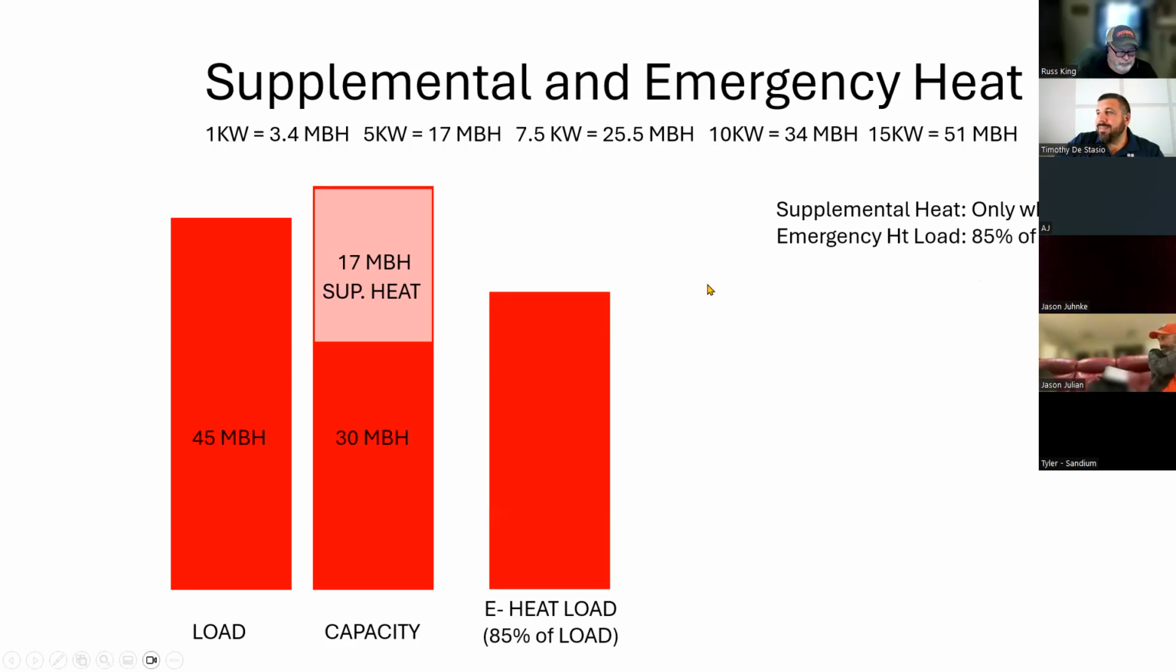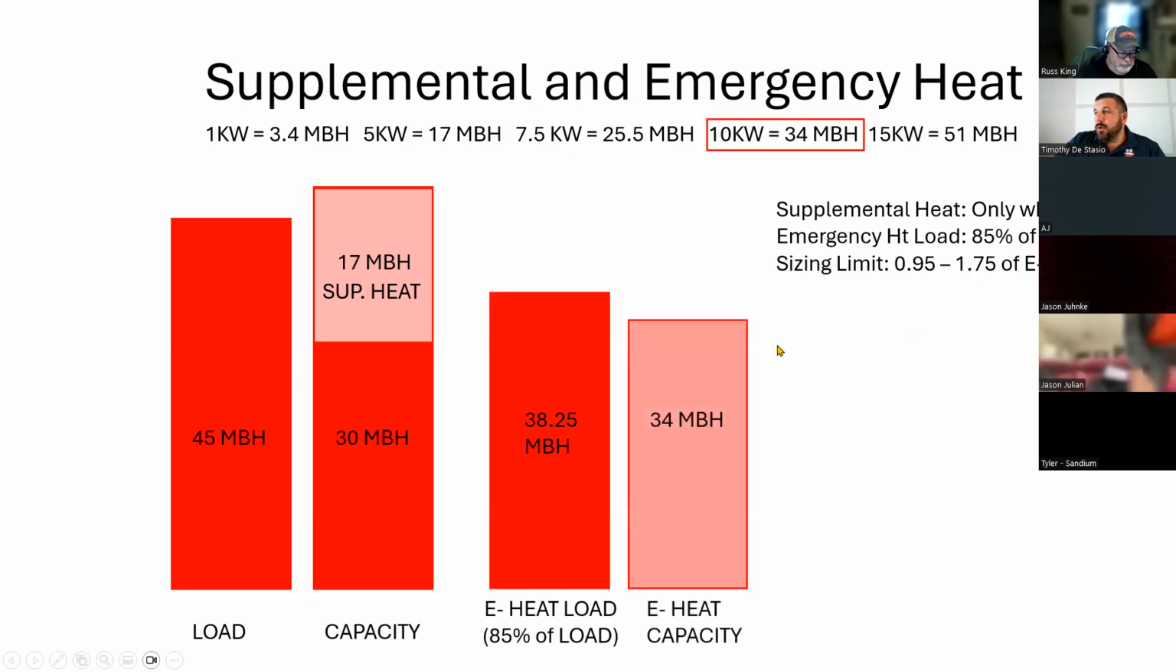All right, and so what size heat strips would we size of that load? Well, here's what we need. And they're telling us we can be anywhere from 95% to 175% of the emergency heating load. So we could actually put some pretty big heat strips in here if we wanted to. Here's what we could do. If you had 10 kW of emergency heat, you'd have it right here ready to go. This kind of gets pretty close to your emergency heat load.